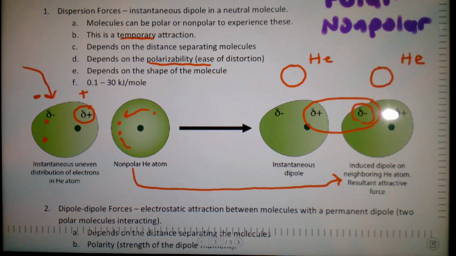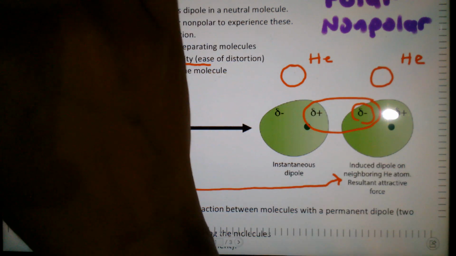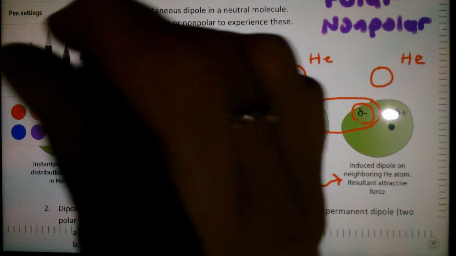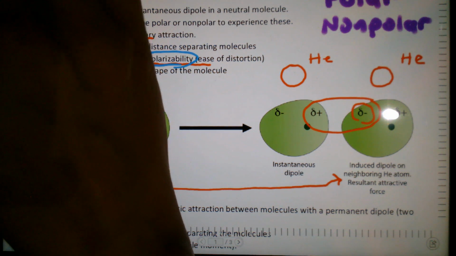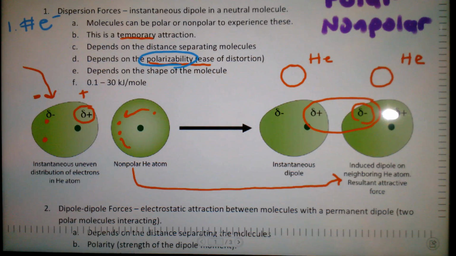It does, but let's say we had something like xenon that has so many more electrons. The probability that we can get an unequal distribution of electrons in something like xenon is far greater. So polarizability increases as the number of electrons increases. One of the largest factors on polarizability is number of electrons. So we'll make a note of that, in purple here. Polarizability, the first thing is number of electrons. Again, more electrons equals easier to polarize.